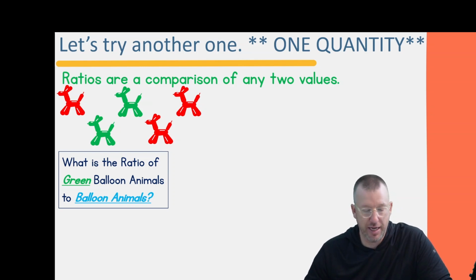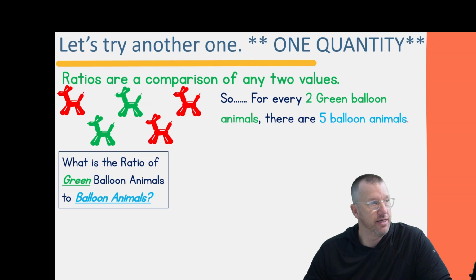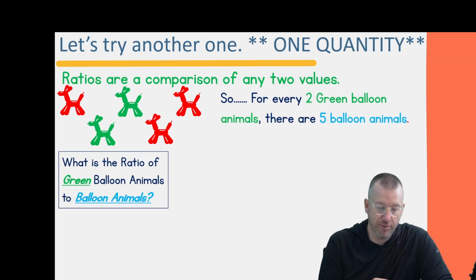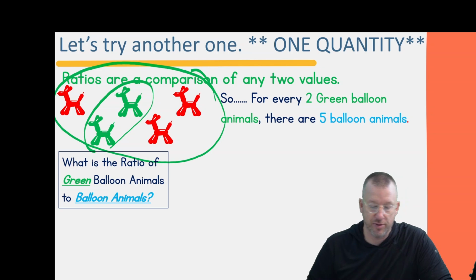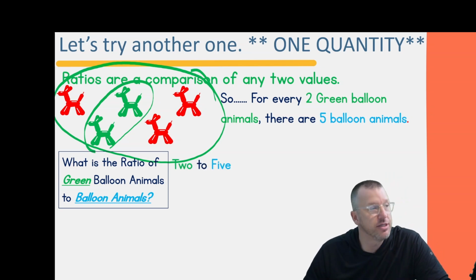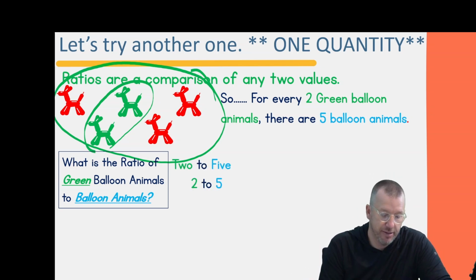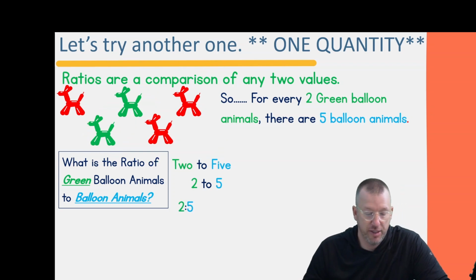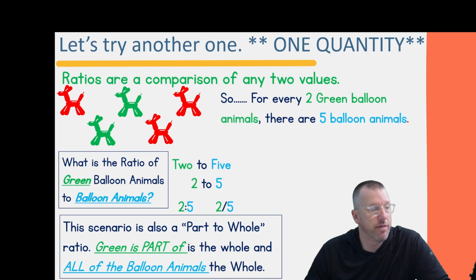We're just really looking at how do we compare these numbers using part to part, whole to part, or part to whole. Now this one, we do green animals first, so there are 2 of them, and we're comparing them to all the animals. So 5. So our comparison is 2 to 5. Okay? And there's the 4 different ways you can write it. But again, what are we comparing? This time we went part to whole. The green animals are part of the whole, and all the balloon animals is actually the whole.